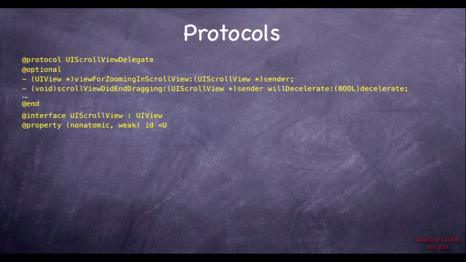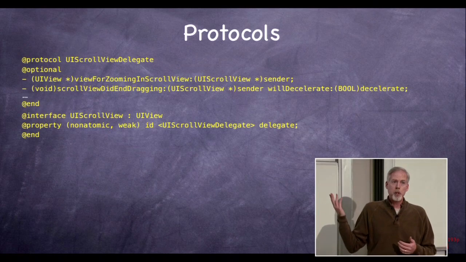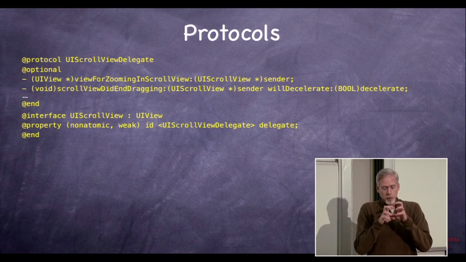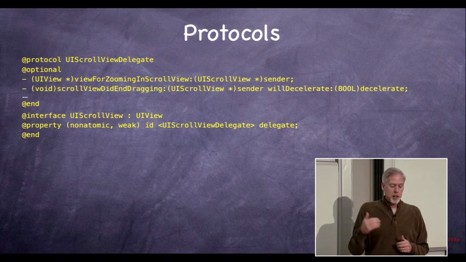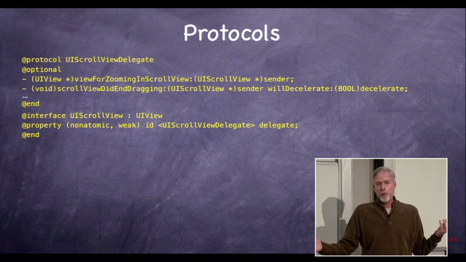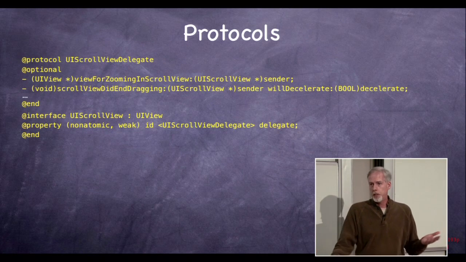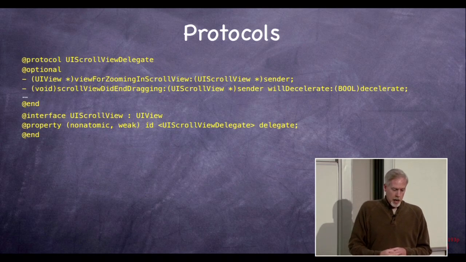So here's an example. This is scroll views. Here is, for example, scrollview.h, a little bit simplified so it fits on this slide. You can see that scrollview.h declares this UIScrollViewDelegate protocol. All of the methods happen to be optional, so it starts out with optional and then lists all the methods. I haven't shown them all, just a couple of them. There's over a dozen.